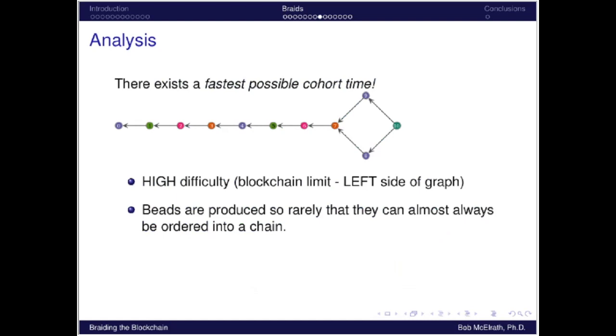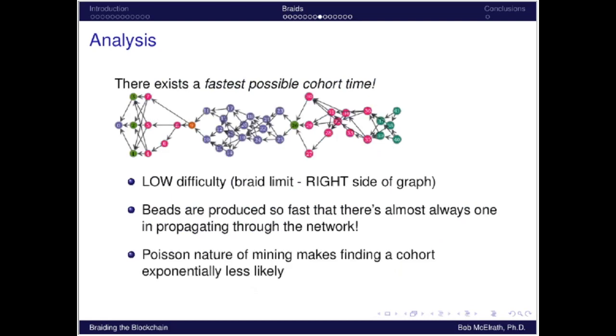On the left side of the graph, again, is high difficulty. And the beads are produced so rarely that they almost always can be ordered into a chain. And if I look at the right side of the graph, this is the low difficulty limit. My blockchain, my braid, looks like the graph on the top there. And the beads are produced so fast that essentially there's almost always one propagating through the network. So, you know, someone in New York, someone in Tokyo are producing blocks so fast, there's always one in flight. And it's very rare that there's accidentally a quiescent period between the time that beads are produced so that I can perform this total ordering.